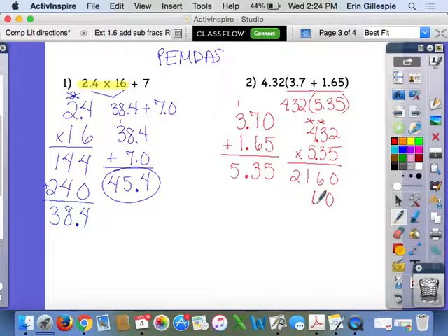2 times 3 is 6. 3 times 3 is 9. 4 times 3 is 12. Now I need 2 placeholder zeros. 2 times 5 is 10. 3 times 5 is 15, plus 1 is 16. 4 times 5 is 20, plus 1 is 21. Remember, lining things up is very important with decimals. Making sure this is all lined up appropriately is really, really important.